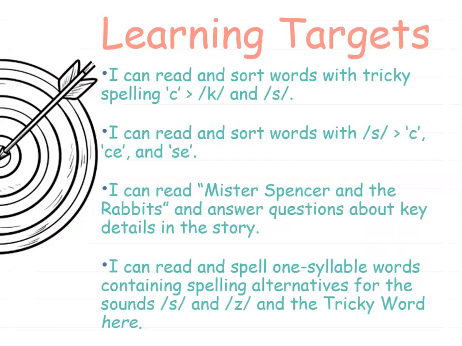Let's look at our learning targets. I can read and sort words with tricky spelling C representing the K and S sound. I can read and sort words with spelled C, CE, and SE. I can read Mr. Spencer and the Rabbits and answer questions about key details in the story. I can read and spell one-syllable words containing spelling alternatives for the sounds S and Z, and the tricky word here.